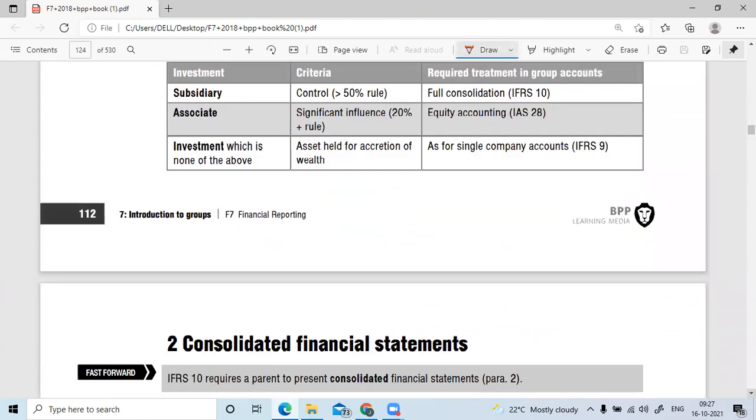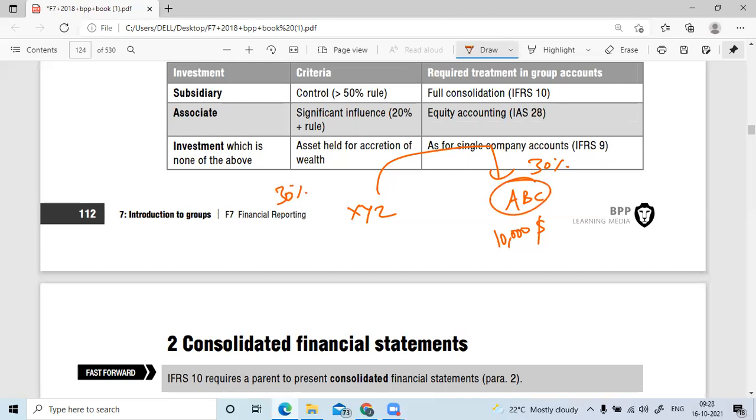So suppose XYZ company has invested in ABC company, and ABC company has made a profit of $10,000 and XYZ has invested 30% in ABC. So XYZ is entitled to get how much? 30% of ABC's profits. Why? Because how much equity do they have in ABC? 30% equity. 30% equity is nothing but their stake in ABC.